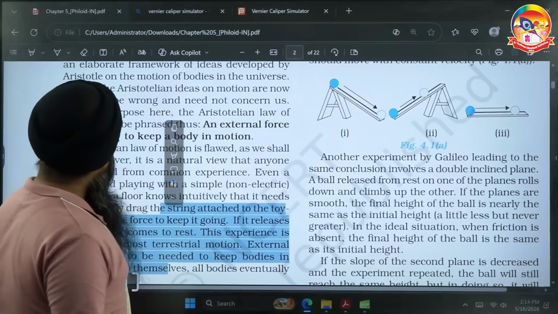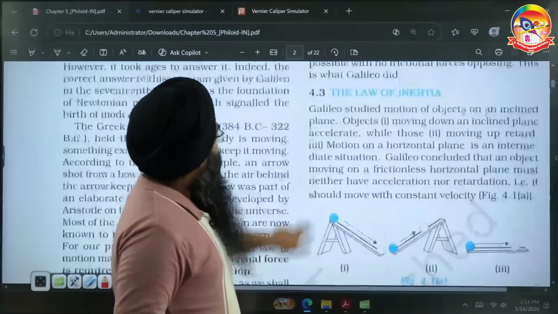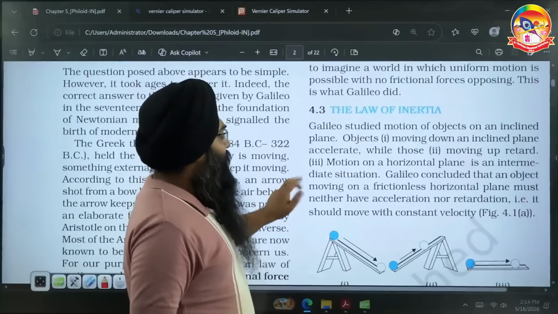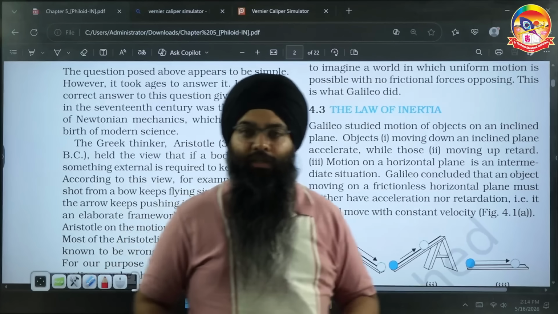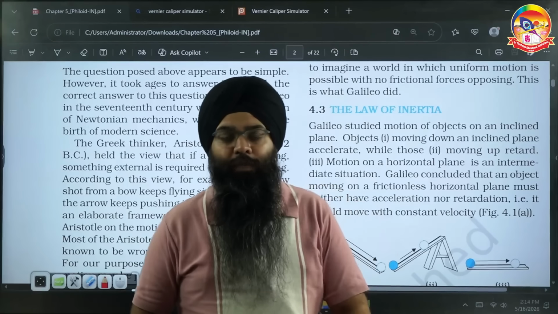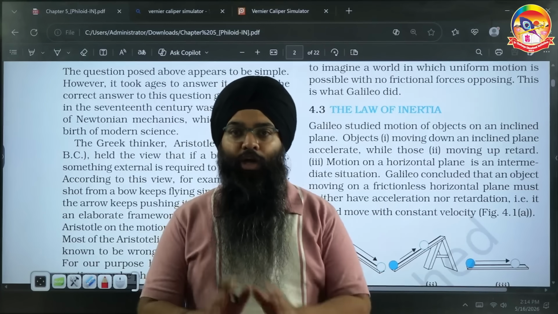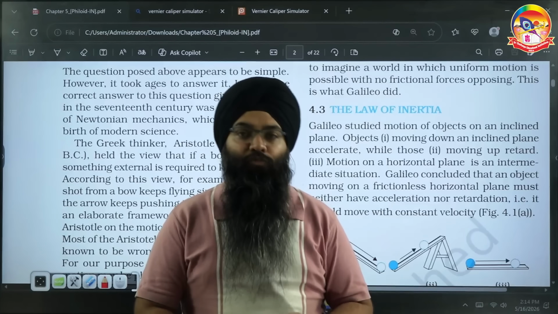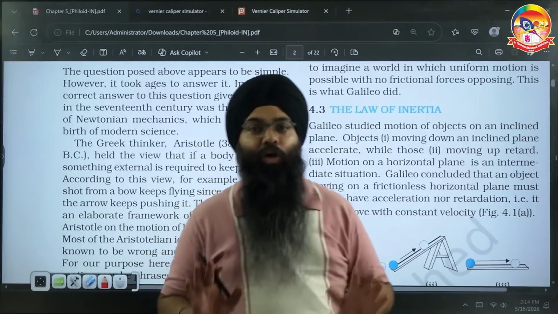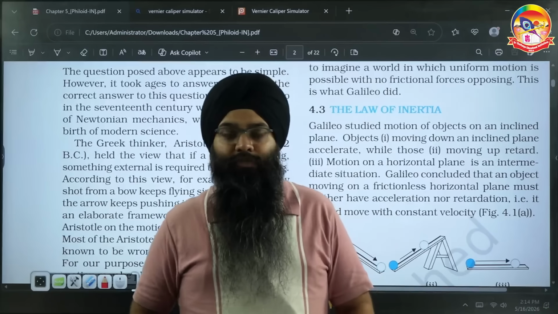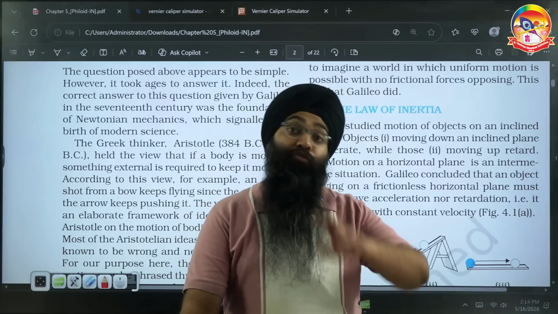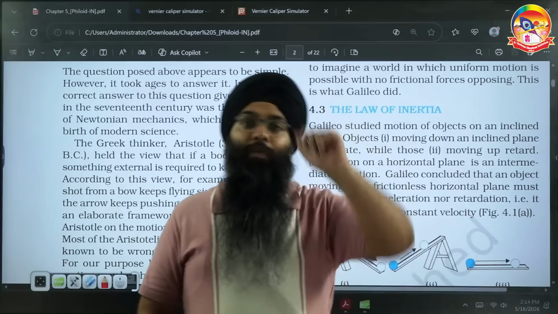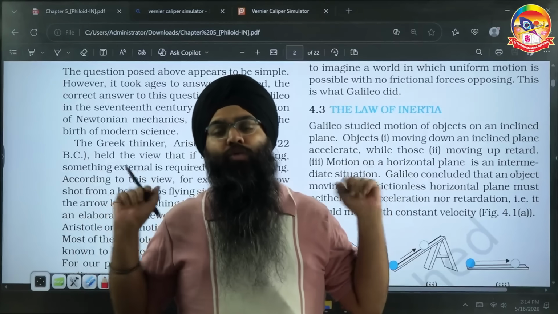What they gave was the law of inertia. So what is the law of inertia and what is inertia? Inertia is the ability of a body to be at rest. It can be inertia of rest, inertia of motion, or inertia of direction. The ability of the body to stay at rest is called inertia of rest. If you want the body to move, then you have to apply an external force. Otherwise, it will remain at rest only.